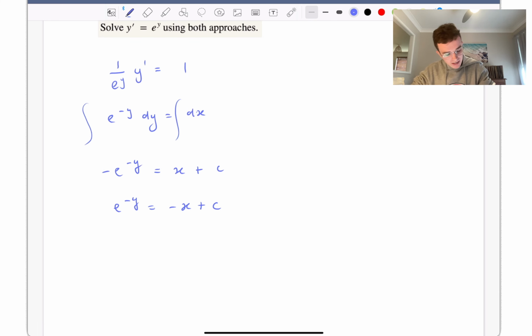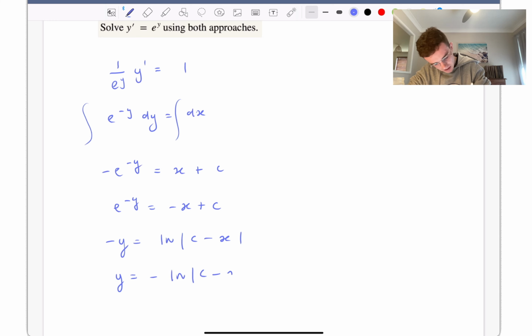To solve this, we need to take the natural logarithm of both sides. So minus y is equal to ln of (c minus x), and move the negative to the other side, we get y equals minus ln of (c minus x). They should be curved brackets because I'm not integrating that.